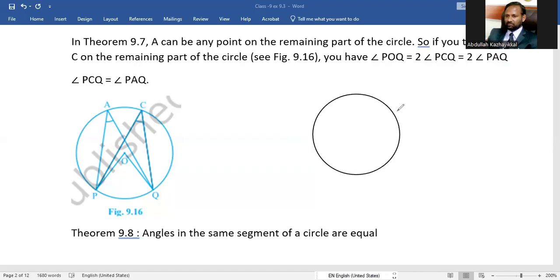Yes, sir. The circle is there. A quadrilateral A, B, C, D. I know your answer is like this. A, B, C, D, it's a quadrilateral. A quadrilateral inside a circle. Yes, A, B, C, D. So this is cyclic, correct?